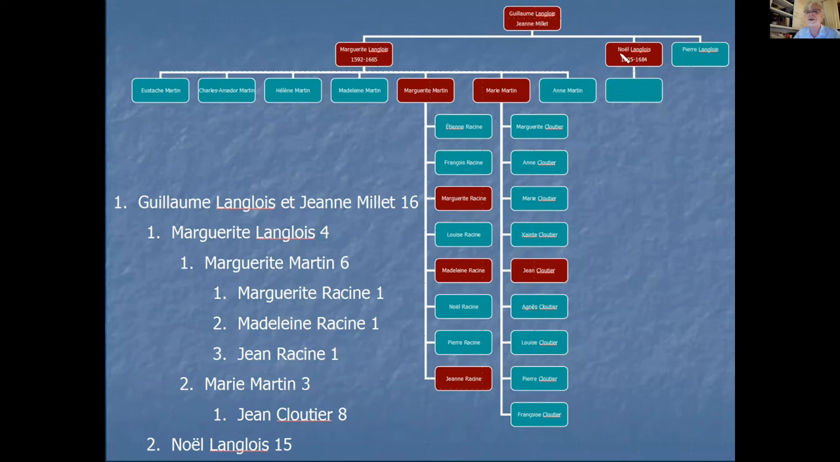You have here the three children of Guillaume Langlois, and in red is the descendant family tree of Guillaume Langlois. And in red, you have the common ancestors found among my 23 people. So, for example, Marguerite Langlois had two of them as common ancestors, and each one has three children as a common ancestor, and in that line, three of them.